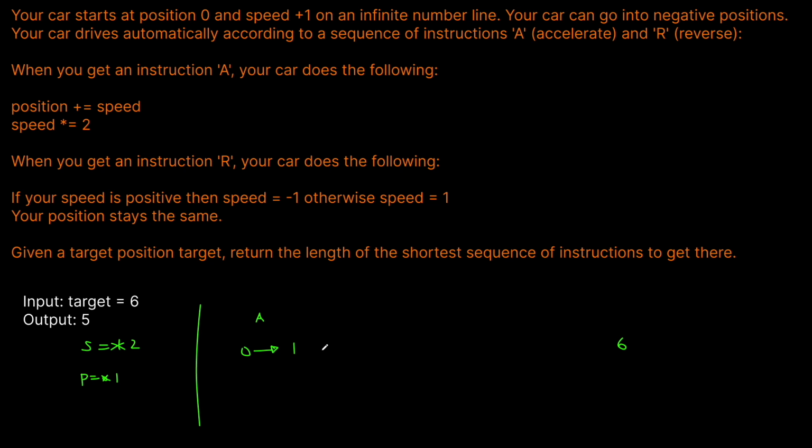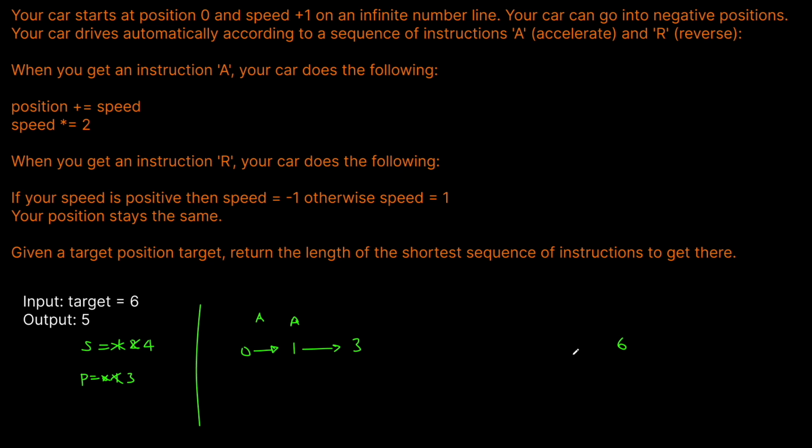Well, we still want to get to 6, so we need to accelerate. We're going to issue another accelerate command here. What happens when we accelerate? The position plus-equals the speed, so we're going to end up at position 3 now because we add our speed, which is 2. And we multiply our speed by 2, so our speed is 4, and we end up at 3.